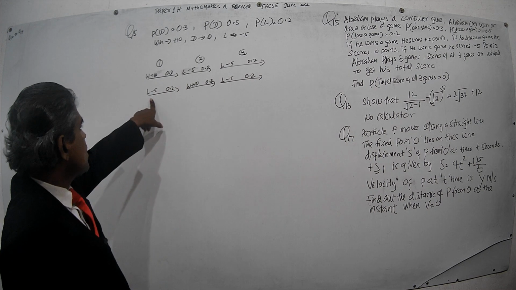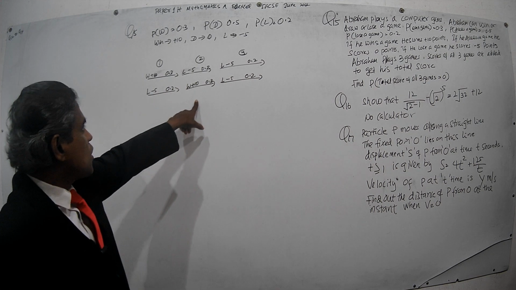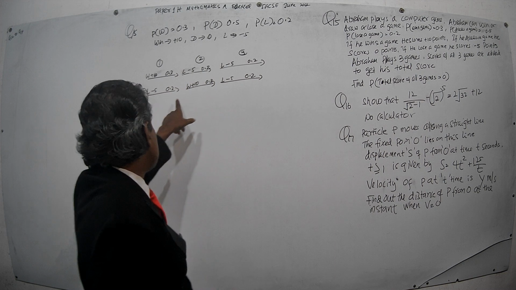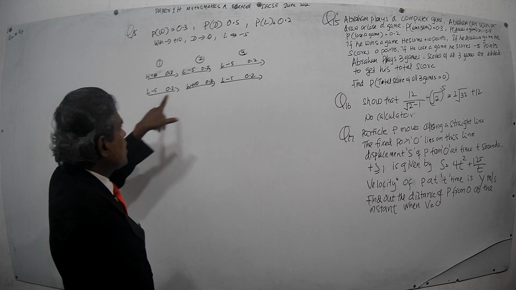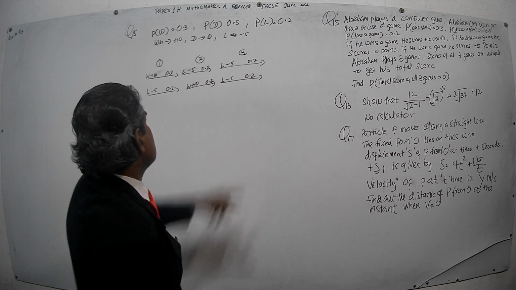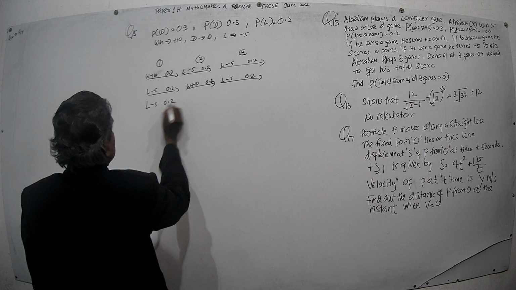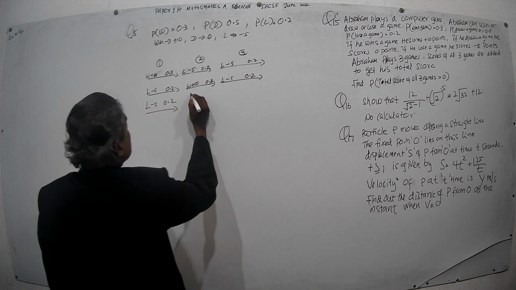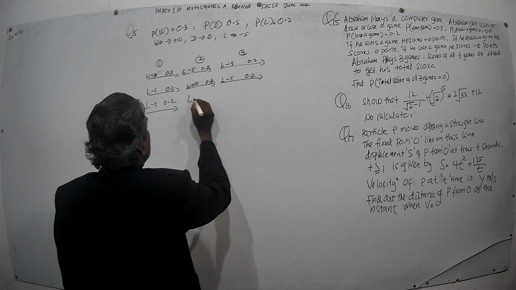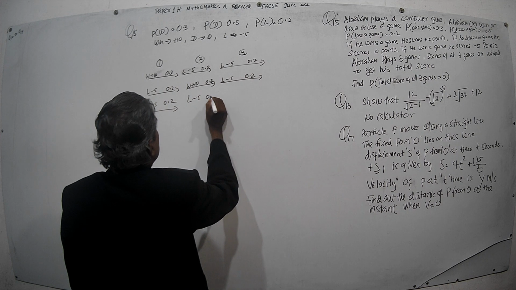Then there's another one. First one lose, second one win. Then there's another one: first one lose, second one also lose, third one win. Here losing minus 5, 0.2. This one, losing minus 5, 0.2.